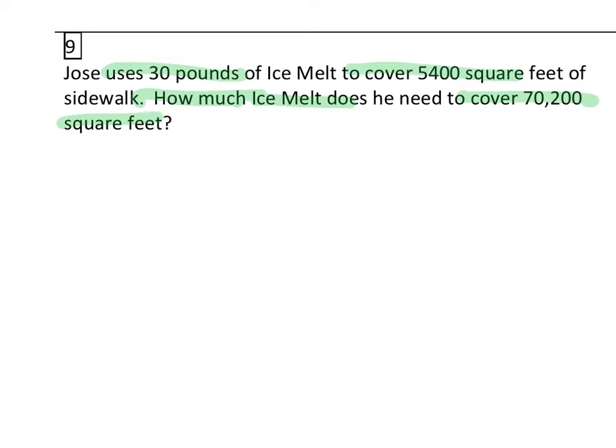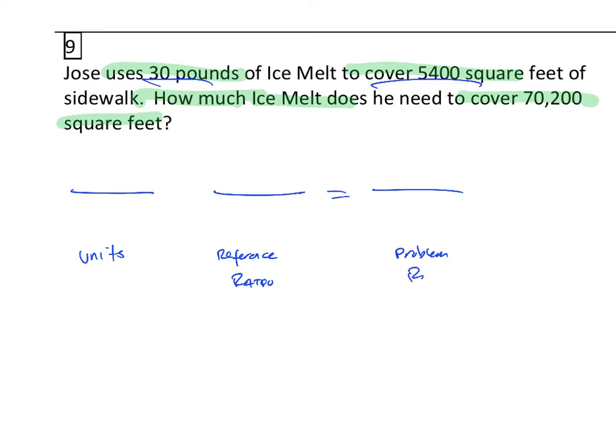So we're going to set up first our proportions. This is going to be our units. And then we have this proportion. So we're going to list our units here to the left. This is our reference ratio, which is the information they give us, pounds per square feet. And this is our problem ratio. In other words, this is the proportion we have to solve.